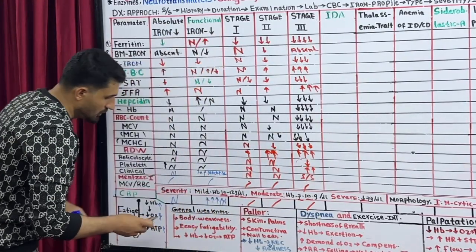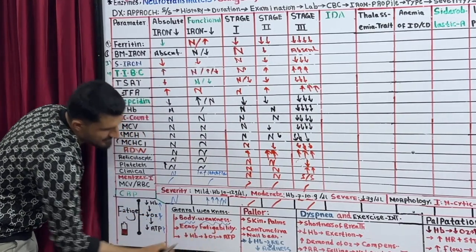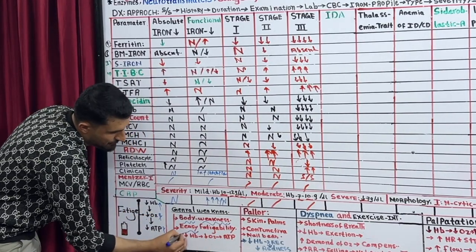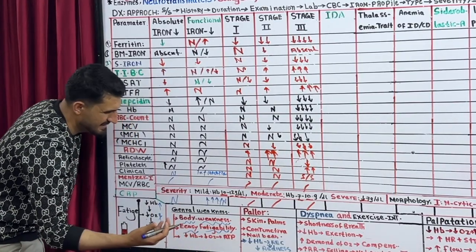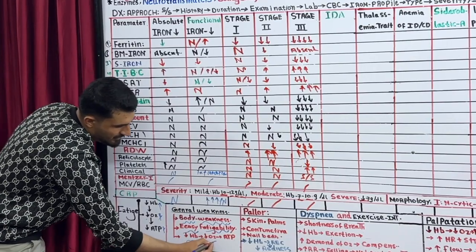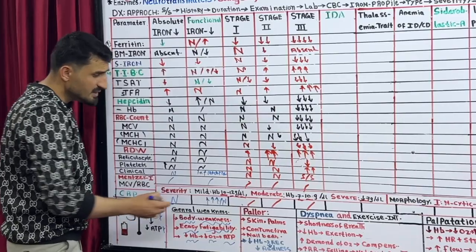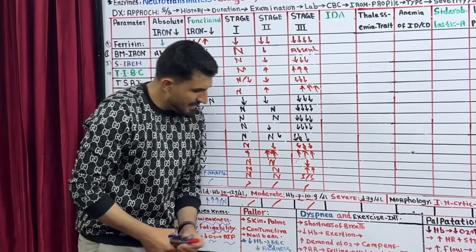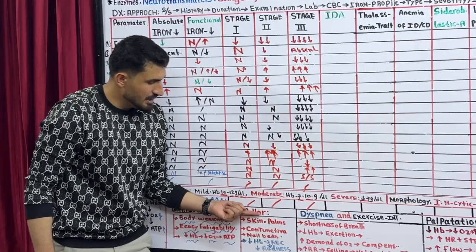That's why your patient feels weakness, easy fatigability during the day, and exercise intolerance. He cannot exercise properly. That's also because of less HB, less oxygen transportation, and less ATP production. The next signs and symptoms that you can find in your patient will be pallor.